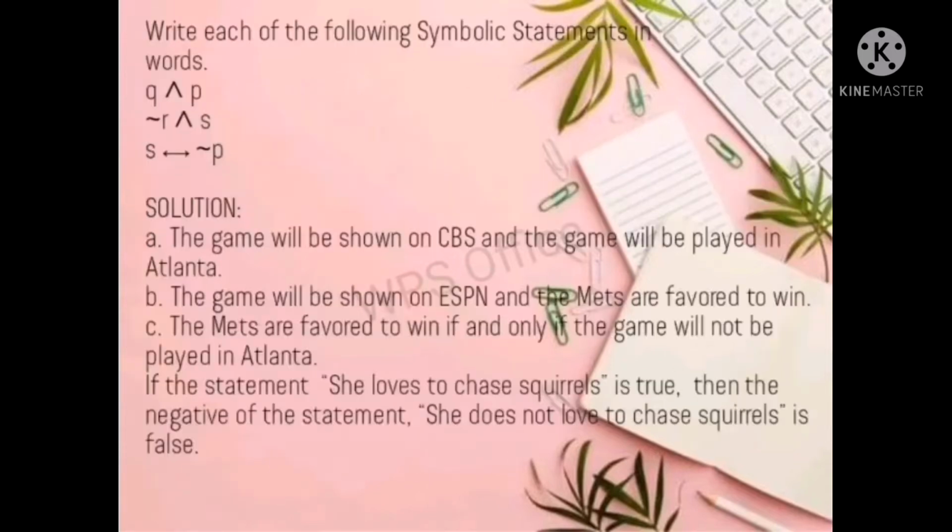Another one, write each of the following symbolic statements in words. So the solution: A, the game will be shown on CBS and the game will be played in Atlanta. B, the game will be shown on ESPN and the Mets are favored to win. C, the Mets are favored to win if and only if the game will not be played in Atlanta.